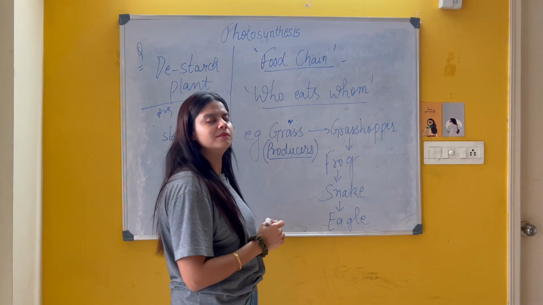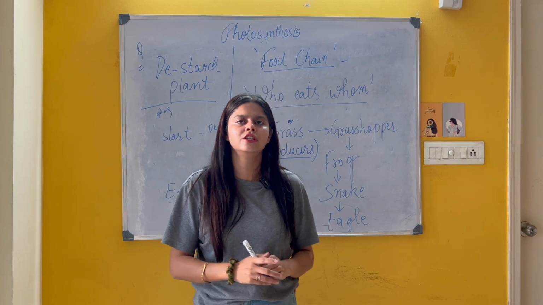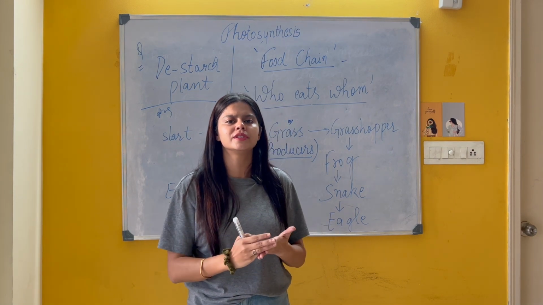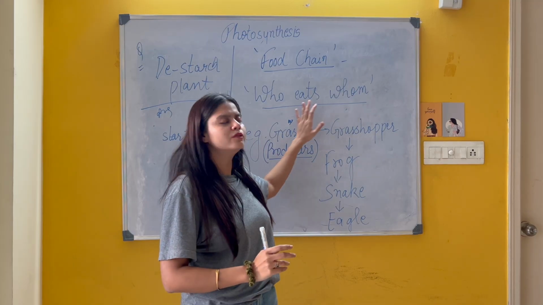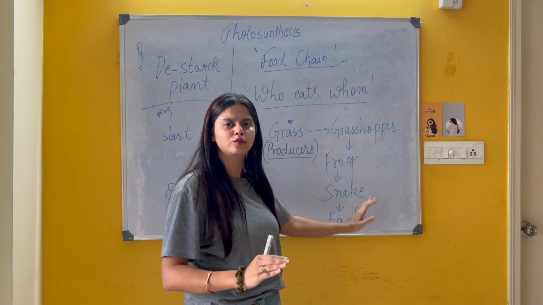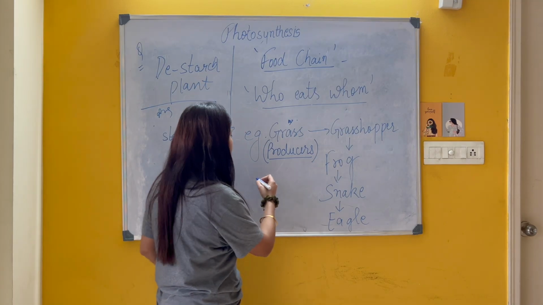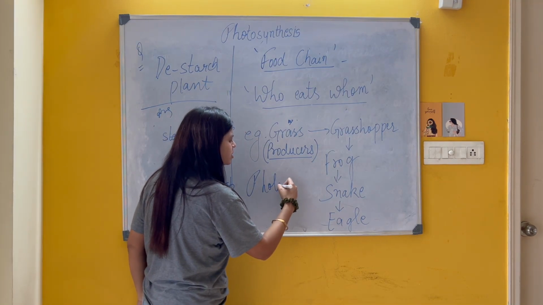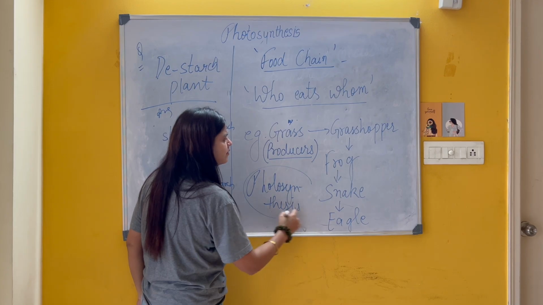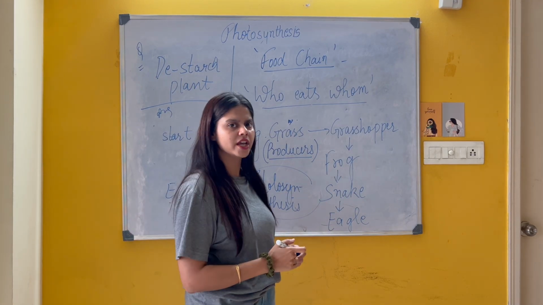A question, which was actually one of the board paper questions. Name the physiological process which starts the food chain. So what will be the physiological process which is starting the food chain? Photosynthesis. Photosynthesis is the physiological process which will start the food chain.